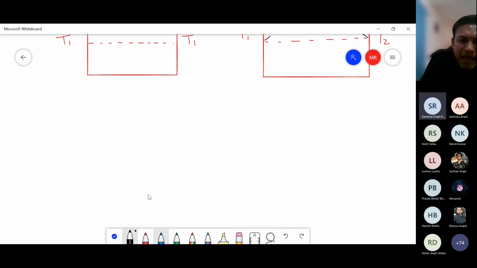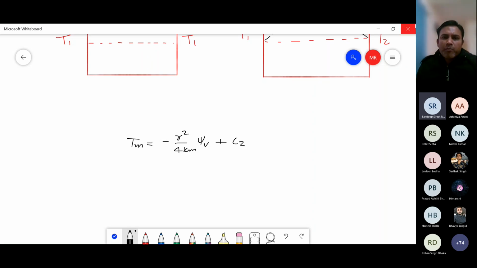Okay, so the equation we have obtained from the balance equation is this. Tm is given as minus r square by 4 km psi v plus C2. This is the equation which we have obtained.